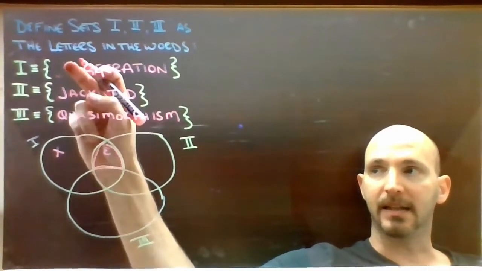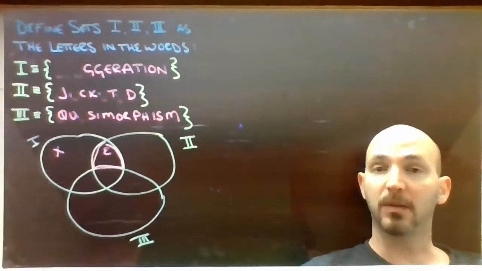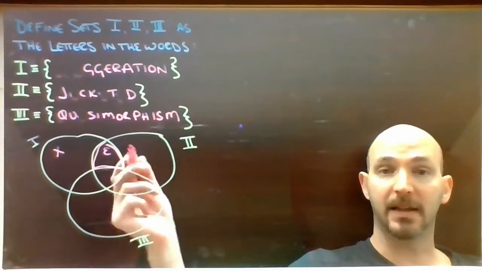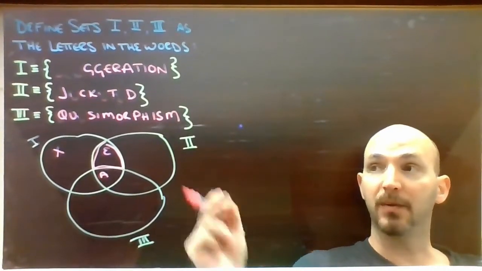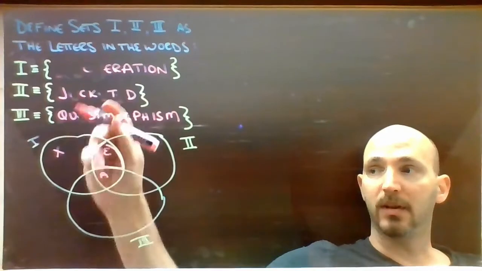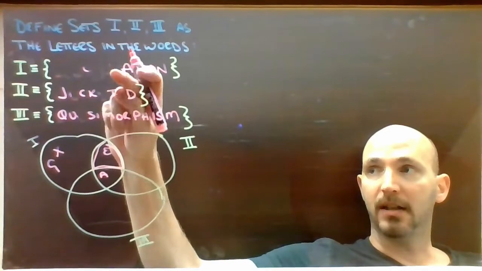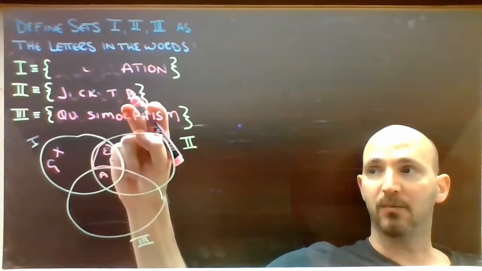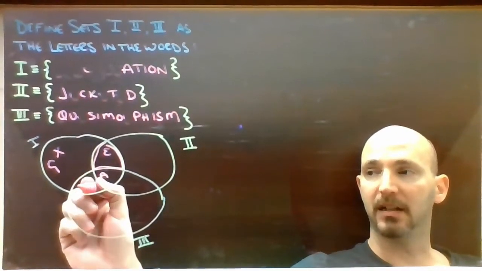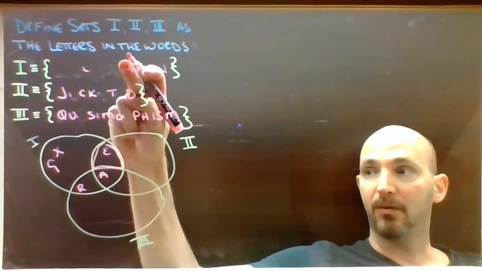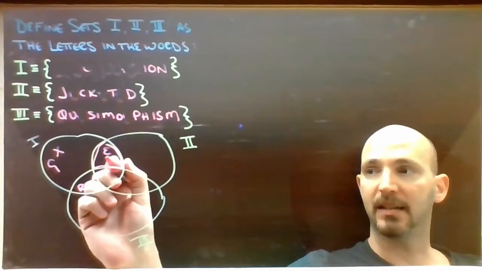The A is in exaggeration, jacketed, and quasimorphism. So it needs to go in the place where all three sets intersect, and the only place that happens is here in the middle. So in goes the A. If I keep going through this, G's are only in this word. We already have the E. R is in exaggeration and quasimorphism, so that would be here. A we already have. T is in exaggeration and jacketed. That's here.